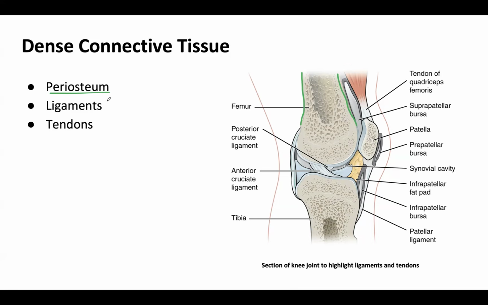Ligaments and tendons typically have an attachment to bone. Both are usually composed of dense, regular connective tissue, so collagen fibers are more regularly arranged in bundles. Ligaments attach bone to bone, as you can see here with this anterior cruciate ligament. Tendons connect muscle to bone, as you can see here with this tendon of the quadriceps femoris.